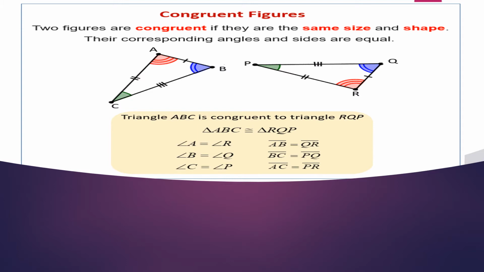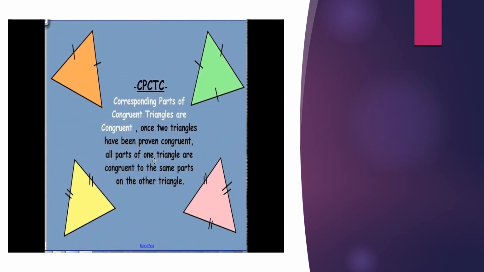And this is called CPCTC, that is, corresponding parts of congruent triangles are congruent. It means if two triangles are congruent, then all the sides and all the angles of one triangle are equal to the corresponding sides and angles of the other triangle. That means CPCTC. So this is all about congruence of triangles.